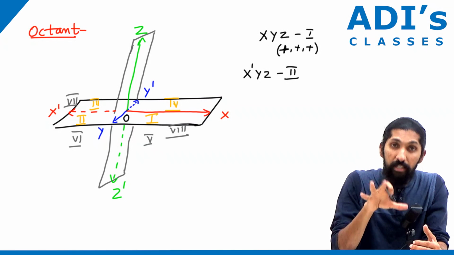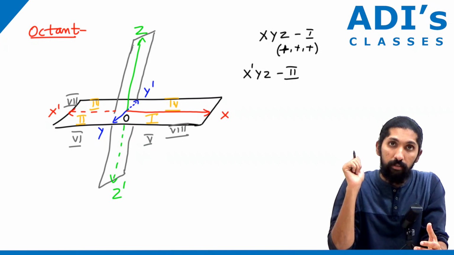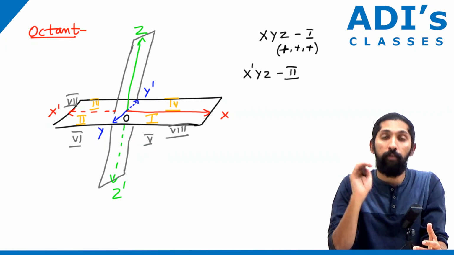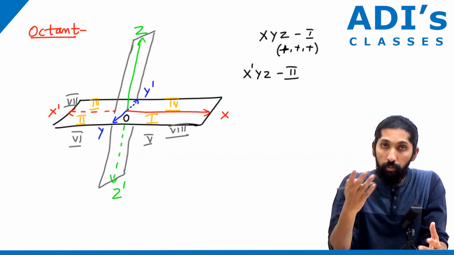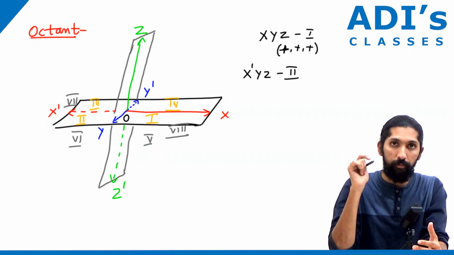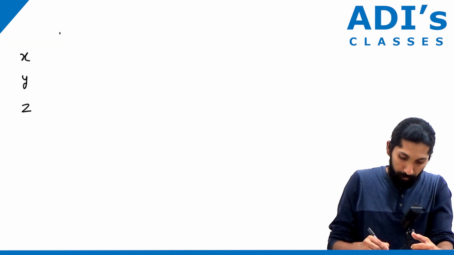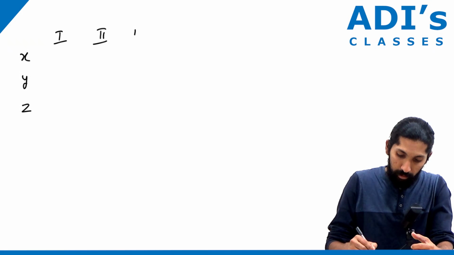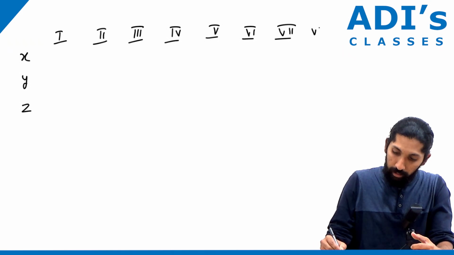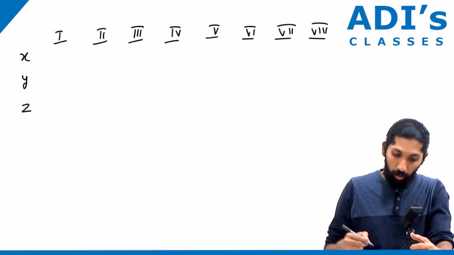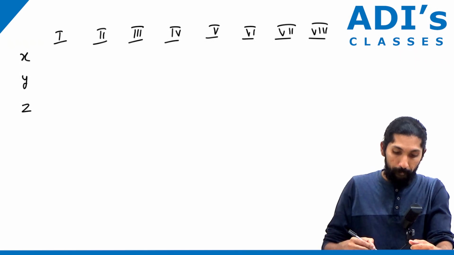Alright, now there is an easier way of remembering the signs. You just have to know the quadrant signs. If you know that, you can figure out the signs of the octant. Now, let me show you quickly how to do that. Very, very simple. Let's take an example. See, this is X, this is Y, this is Z. First, second, third, fourth, 5, 6, 7, finally 8. So we have 8 octants.